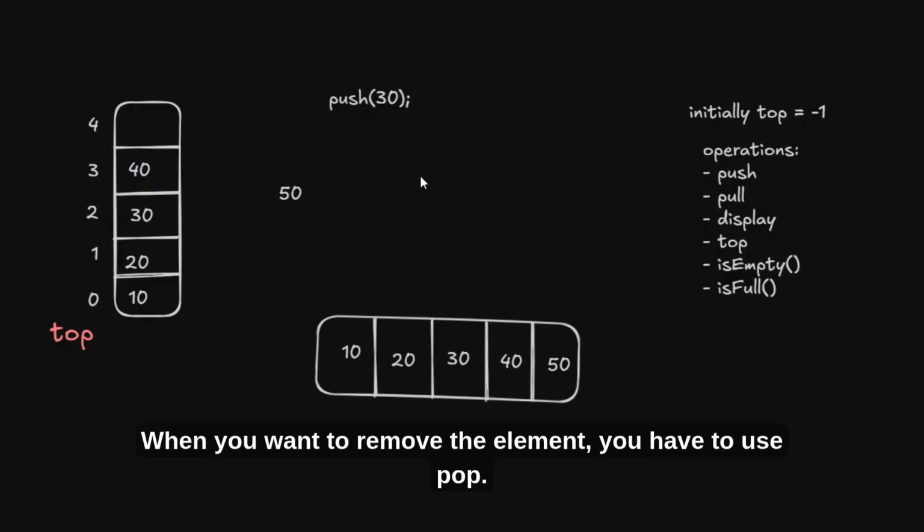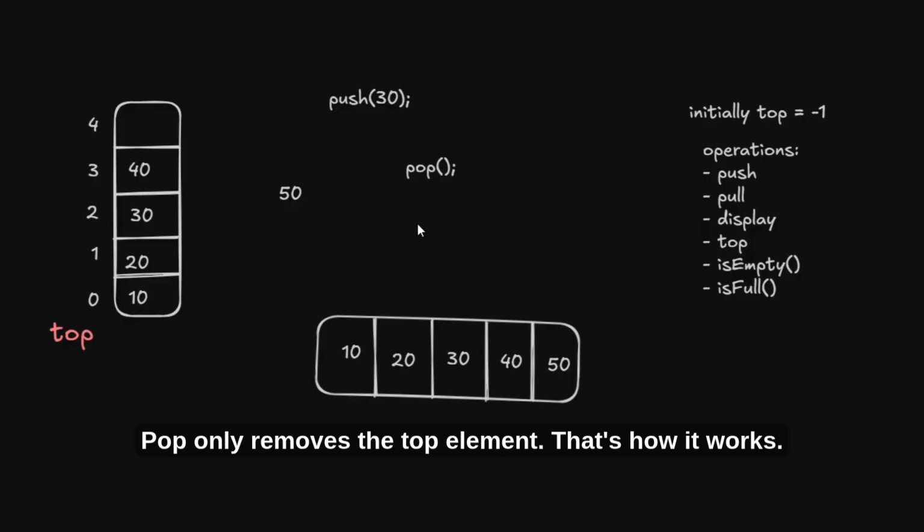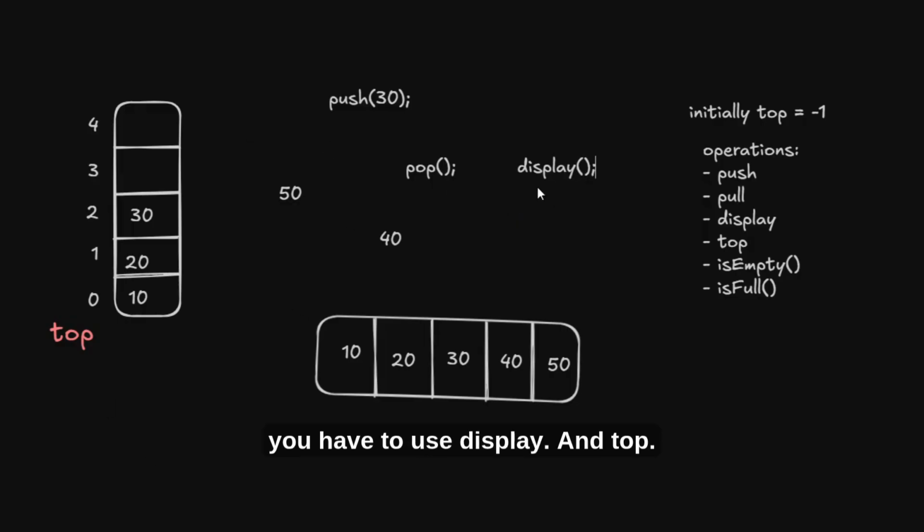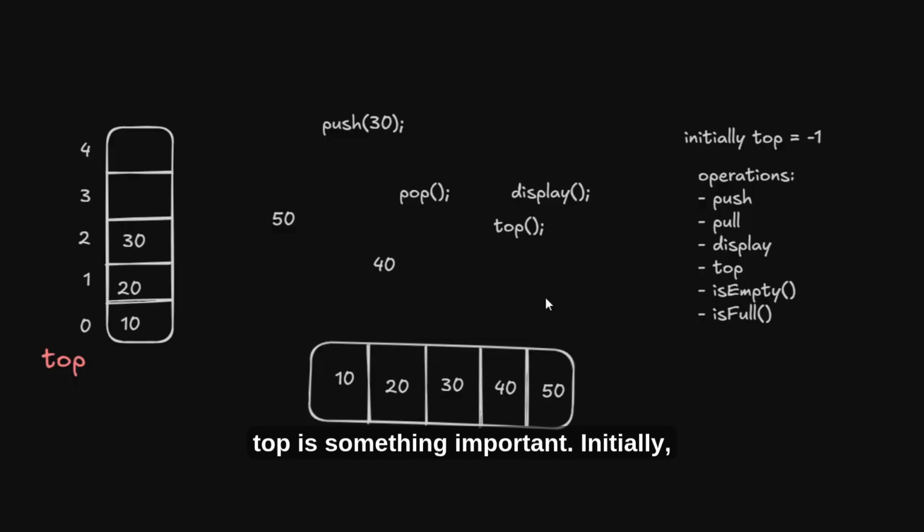When you want to remove the element, you have to use pop. Pop only removes the top element. That's how it works. And display: if you want to see the entire stack, you have to use display. And top is something important.